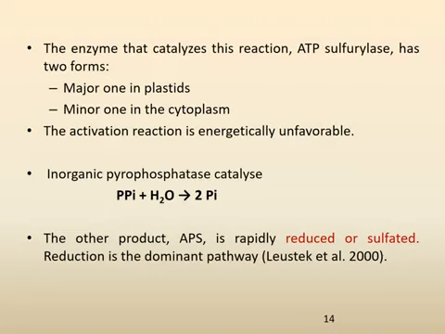The activation reaction is energetically unfavorable. It means to drive this reaction forward, the products APS and PPi must be converted immediately to other compounds. PPi is hydrolyzed to inorganic phosphate Pi by inorganic pyrophosphatase according to the following reaction, in which PPi plus water give rise to 2 molecules of Pi, inorganic phosphate. The other product APS is rapidly reduced or sulfated. Reduction is the dominant pathway.